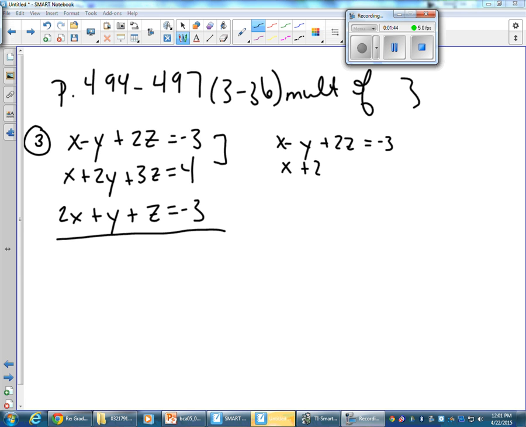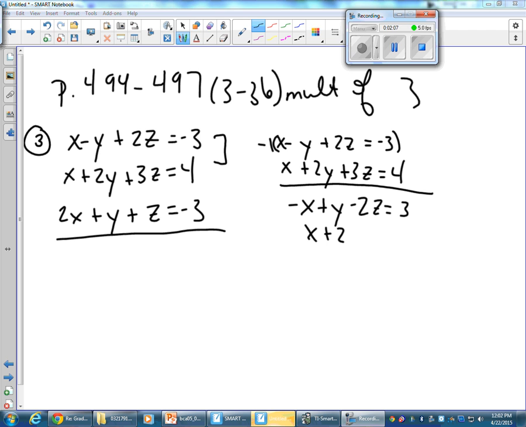They both have an x, so I'm going to need to multiply one of these lines by a negative 1. Because the top one has some negatives in it, I'll multiply the top line by negative 1. So the top line becomes negative x plus y minus 2z equals 3, and the bottom line stays the same. Now I'm going to add these 2 lines together. When I do that, the x's cancel, and I get 3y plus z equals 7.